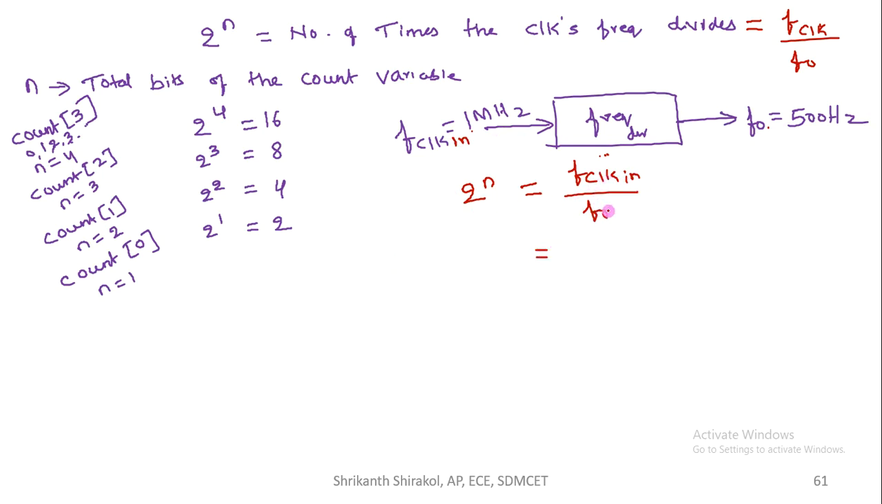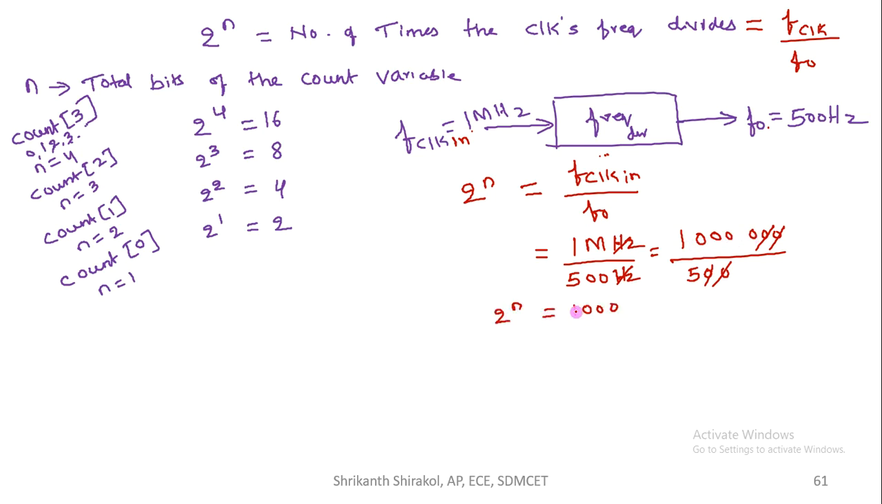Now take this. F clock input is 1 megahertz divided by 500 hertz. This is 1 with 6 zeros. Hertz cancels. 500, so 2 zeros get cancelled, and you get 10,000. 2 raised to n is equal to 10,000. Now we need a calculator here.